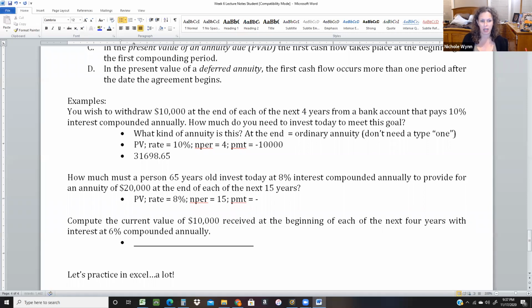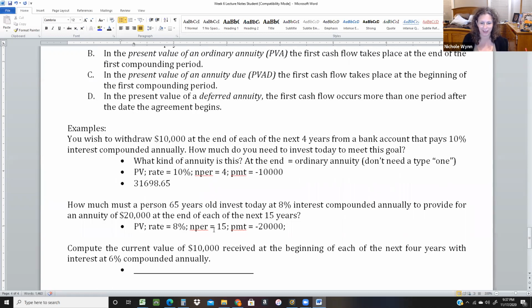Payment, negative 20,000. So fun. I'm so glad we're doing this. I wish we were in person.